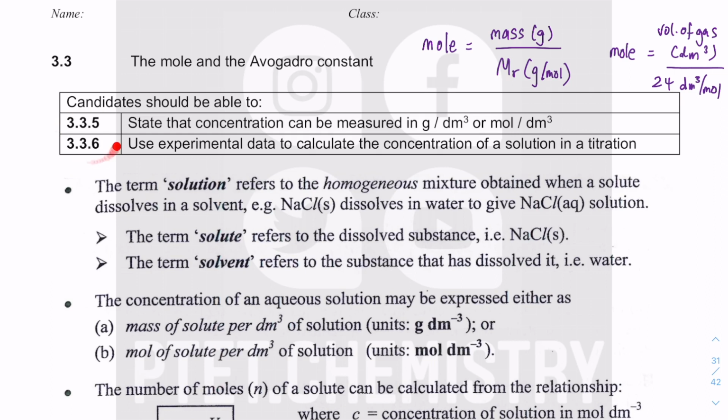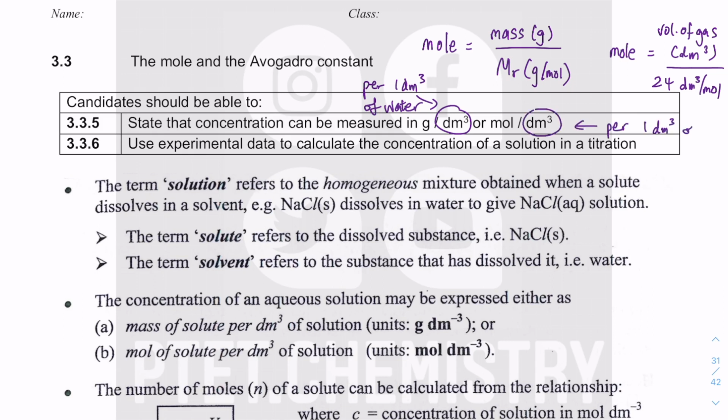In this particular syllabus content, as outlined, candidates, meaning you, should be able to state that concentration is to do with gram per dm cube. This is the mass of substance dissolved in 1 dm cube of water. Or you can express it as mole of the substance dissolved in 1 dm cube. Per dm cube means per 1 dm cube of water. This water is typically distilled or deionized water, meaning it's pure water.